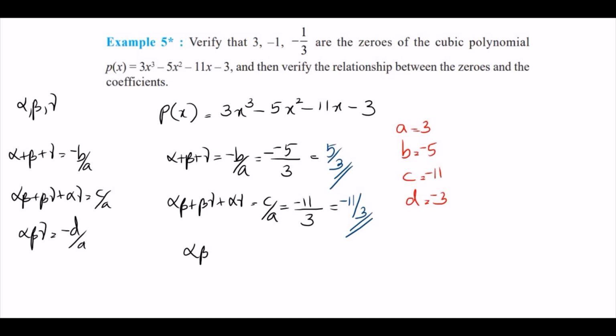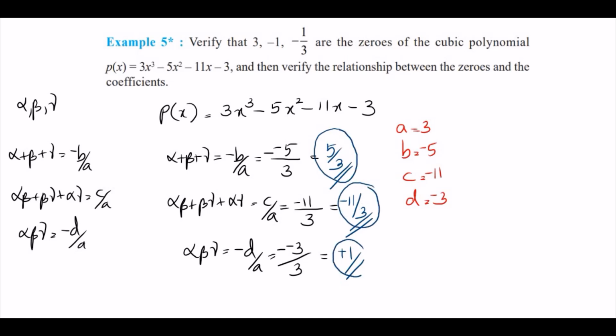The last one is alpha beta gamma, that is minus d by a. So d is minus 3. So minus 3 by a is 3. So you get it as plus 1. So these are the values that you get for minus b by a, c by a and minus d by a. Now let's give the values for alpha plus beta plus gamma, alpha beta plus beta gamma plus alpha gamma and alpha beta gamma, and see if you are getting these same values.